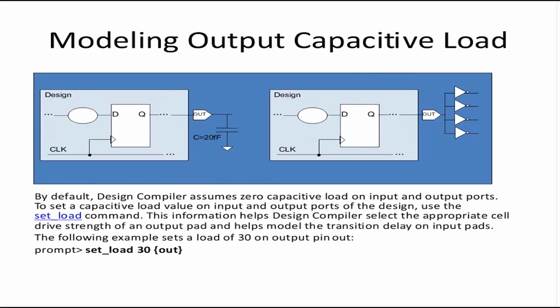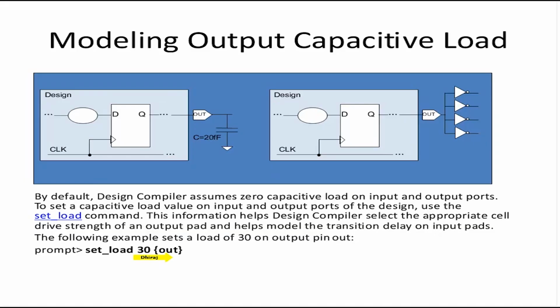How do we model this? We model this using the set_load command. Directly we tell DC that my output drives, for example, a cap of 20 femtofarad. So this is the command: set_load, the cap value, where the units again come from the library, and the output port. By default, if you don't do this, it will assume 0 capacitive load, and that is not correct. It is not accurate.